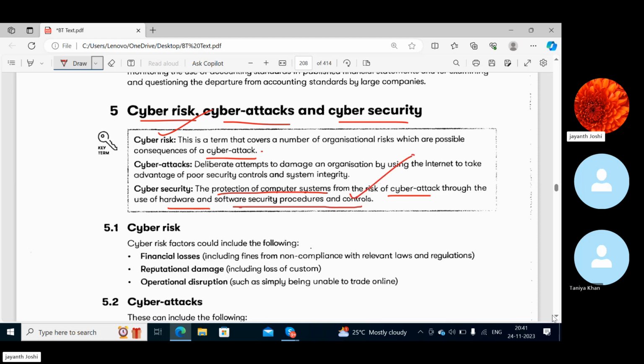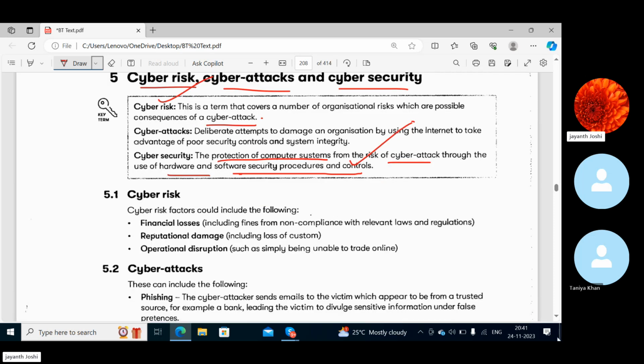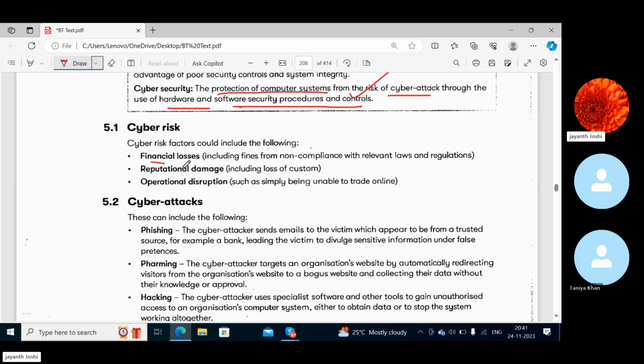Now, let's deeply understand this cyber risk. Cyber risk factors could include the following: financial losses. Because of this, some kind of losses the company can incur.